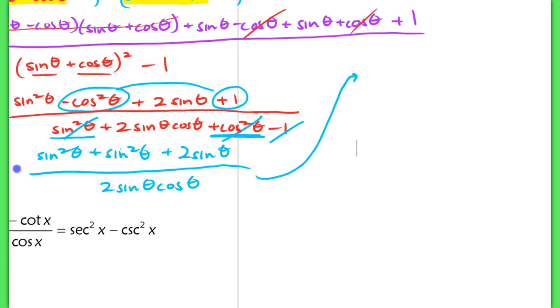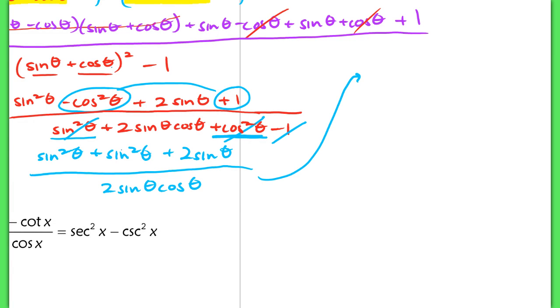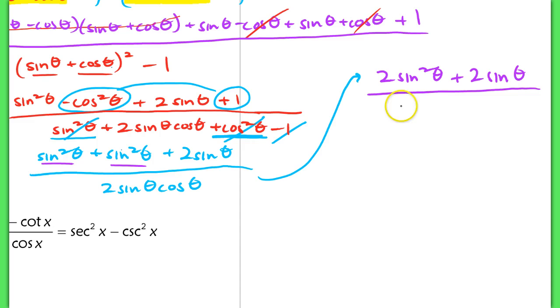It's kind of fun. Okay, now in the numerator, I have sine squared theta and sine squared theta, which is 2 sine squared theta. Then I have another 2 sine theta. This is not sine squared theta. So you have to be so careful about this kind of thing that you don't think of this as 4 sine squared theta, okay? This does not have a squared. So they're not like terms, so to speak. In the denominator, I have 2 sine theta cosine theta.